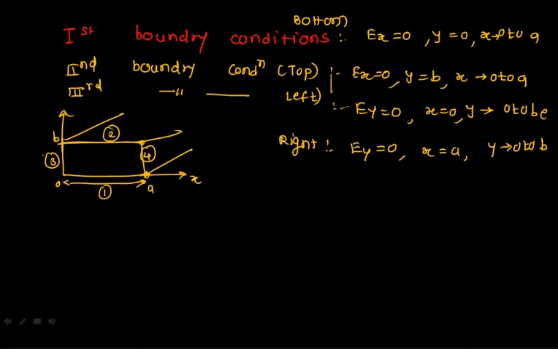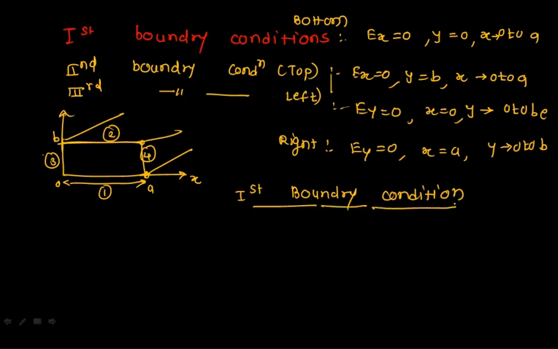Substituting the first boundary condition, you know the first boundary condition, this Ex is equal to 0, y is equal to 0. So what will your equation become now? See, we have already calculated. So I'm just writing it for the first boundary condition. This wave is a TE wave.